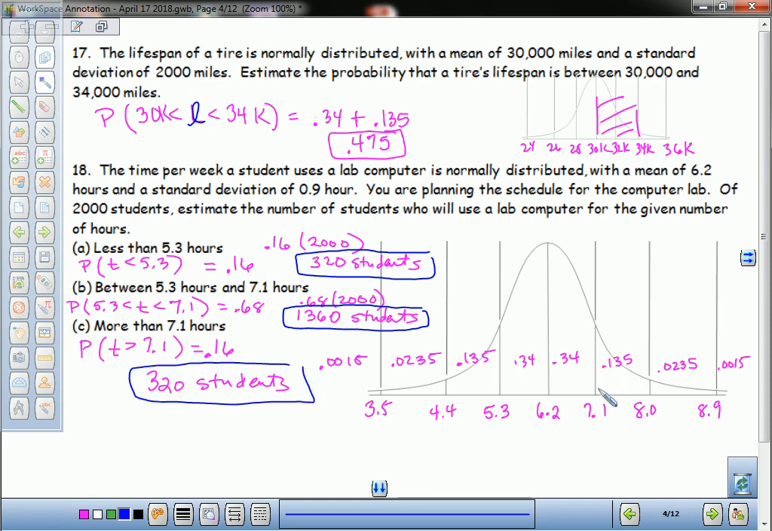And the reason that works is less than 5.3 is from here back. Greater than 1.7 is from there over. Aren't those symmetric parts of the curve? So it's the same area, which means the same probability.